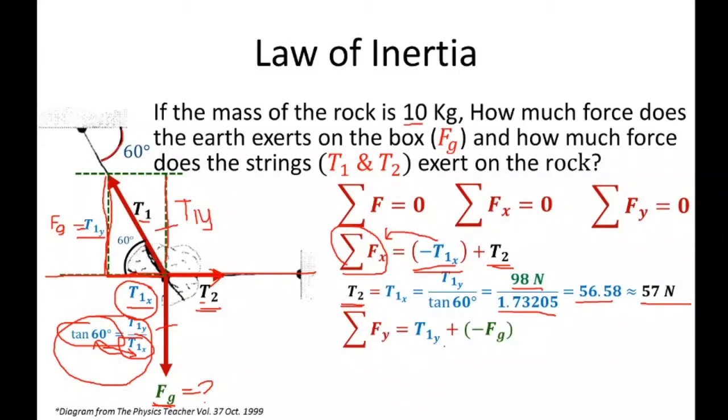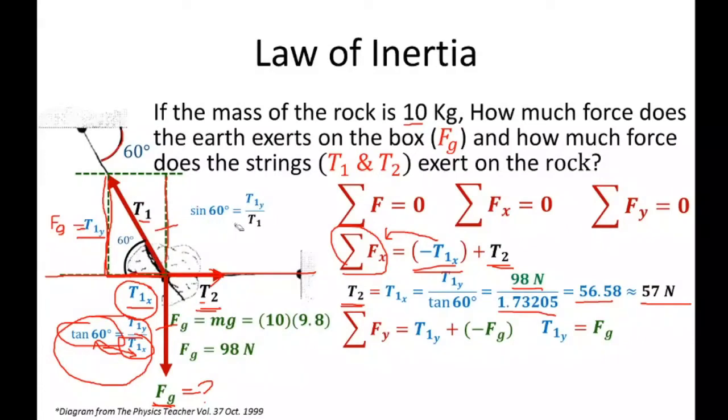So T1Y plus the negative value of Fg, because this one is directed downward. So rearranging the equation, we have T1Y is equal to Fg. So solving for T1Y now allows us to solve for T1. So this is how force of gravity is computed, although we already have the value here. And then how did we get T1 out of T1Y? That is using this formula right here.